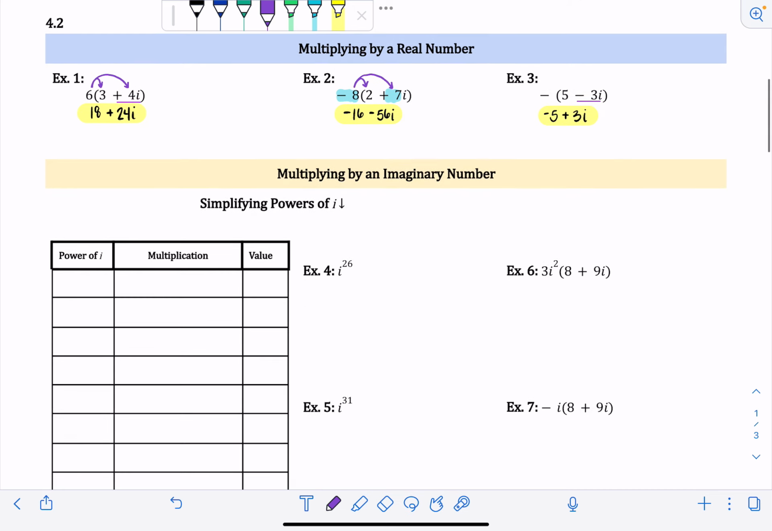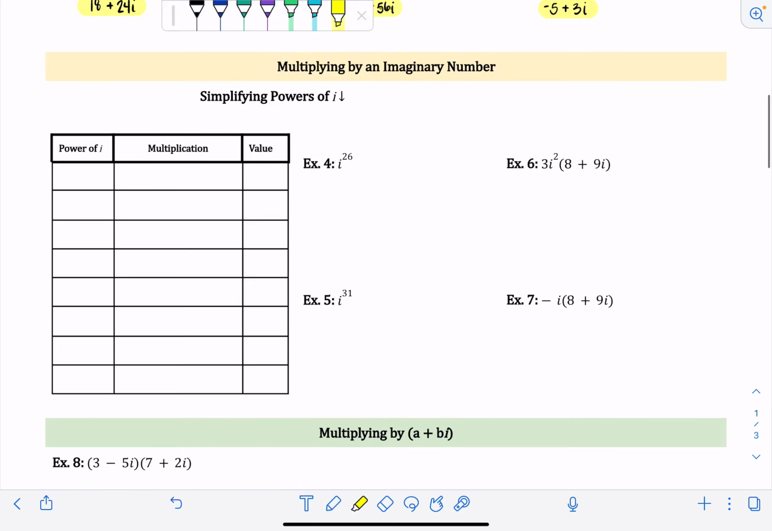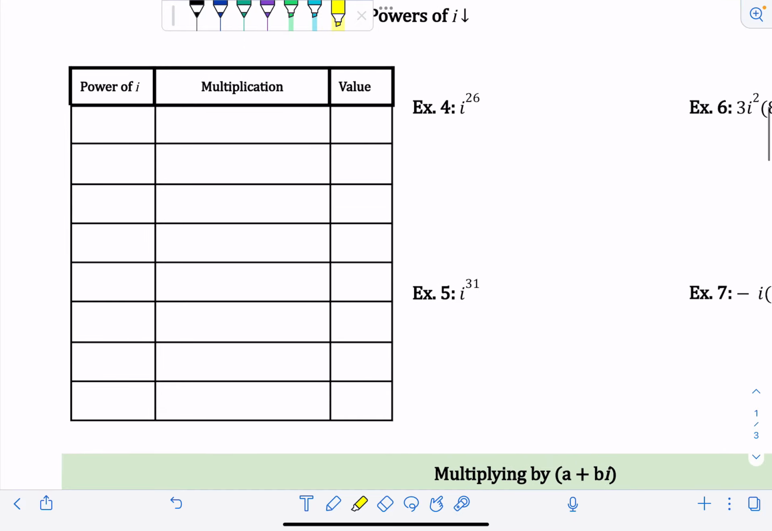Before we begin the actual examples, I want to make a table that breaks down the different powers of i, because it does start to repeat in a pattern, and knowing that pattern can help you simplify higher powers of i, like you can see there's this i to the 26th power here. On the table, I would pause it and draw the table so you can fill it in as we go. So the first one is just i to the first power.